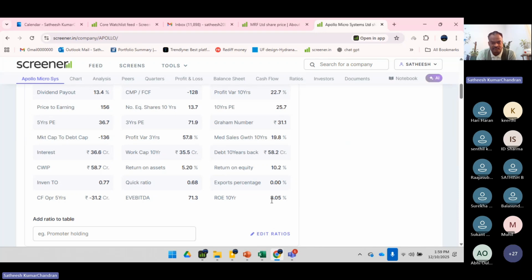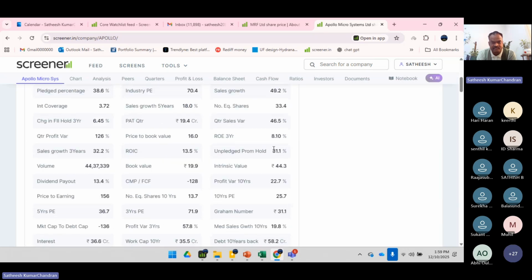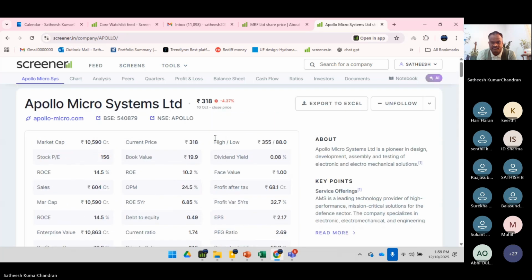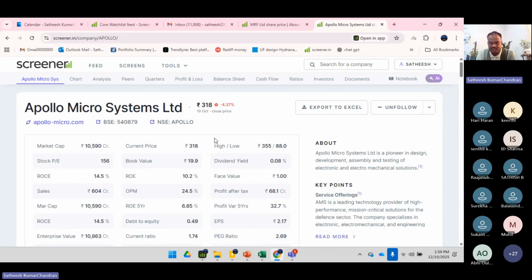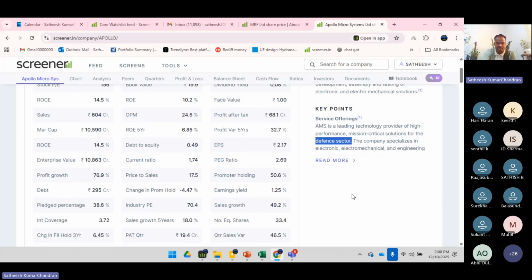Fundamentally, there is nothing so beautiful. See, ROE is not more than 8%. Okay, no problem. Last 3 years also, ROE is 8% only. What is so crucial about this? See, this stock is in the defense sector. So, defense stock rally. Whether this will continue the rally or not, we don't know. Maybe it may continue, maybe it may not.